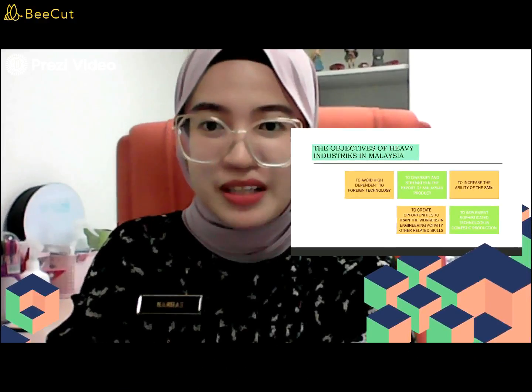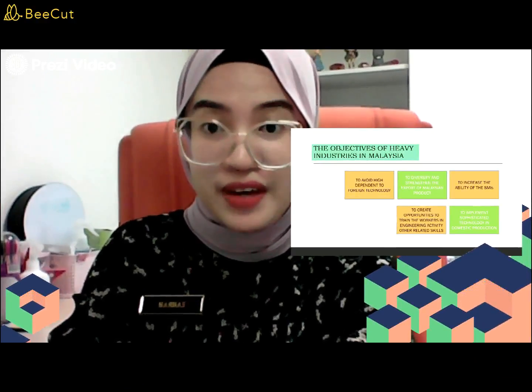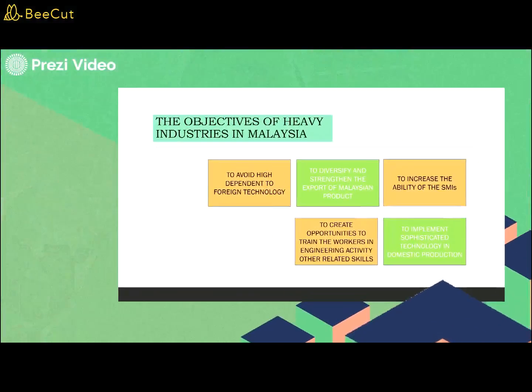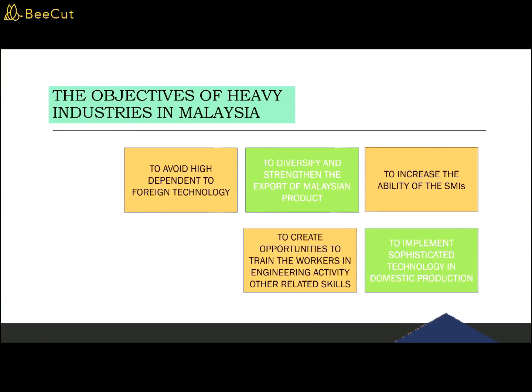Now that we have learned about the SMEs, let's take a look at the objectives of heavy industries in Malaysia. So what are the objectives? The first is to avoid high dependence on foreign technology. With our own heavy industries, we will be able to avoid being too dependent on foreign technology. Meaning to say, especially in producing cars, we have our own knowledge and skills, so we can do it on our own without being too reliant on foreign technology.